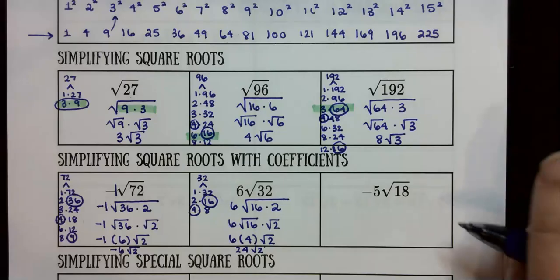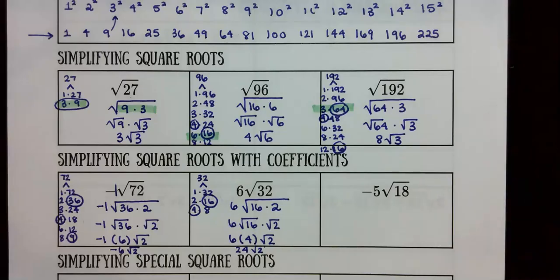All right, so what I'm going to ask you to do is go ahead and take a moment to pause the video so you can try -5 square root of 18. Once you finish working it out, you can unpause the video. So go ahead and pause right now.